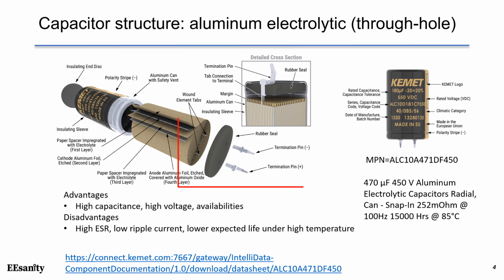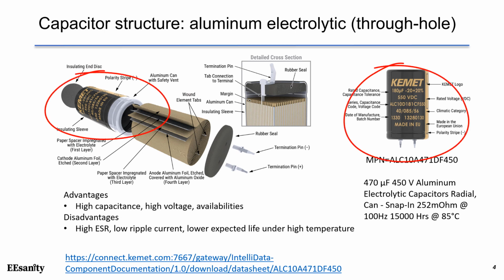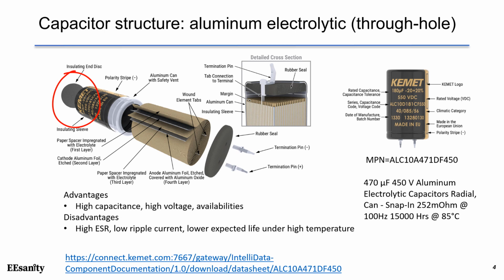On the bottom side, we have a rubber seal in black holding the termination pins. On the outside, there's an aluminum can with a safety vent, usually on the top. In case the capacitor has a high pressure inside, the pressure relief vent can open and release the pressure to avoid explosion. Outside the aluminum can is the insulating sleeve with markings and the company logo on it. On the top of the capacitor, it has an insulating end disc.